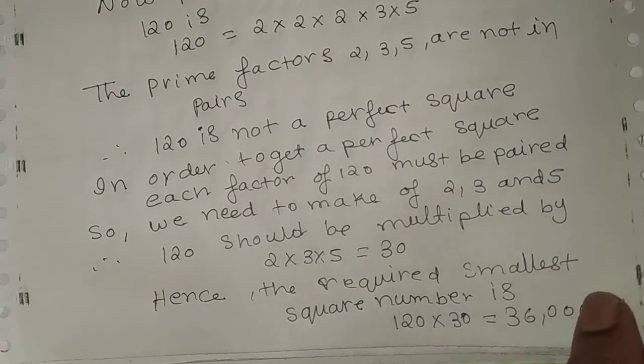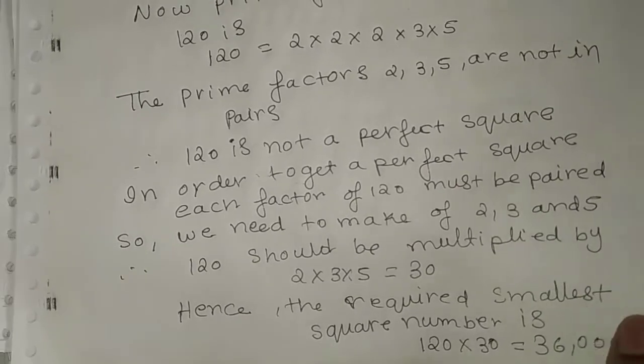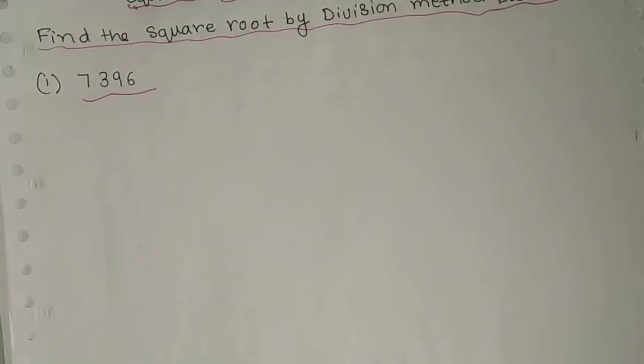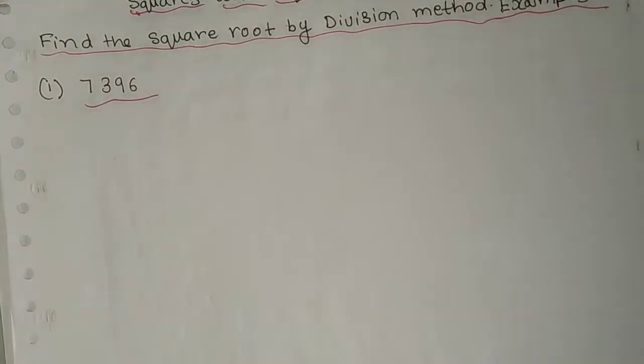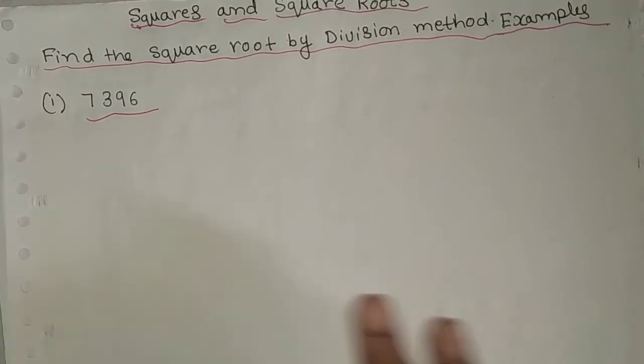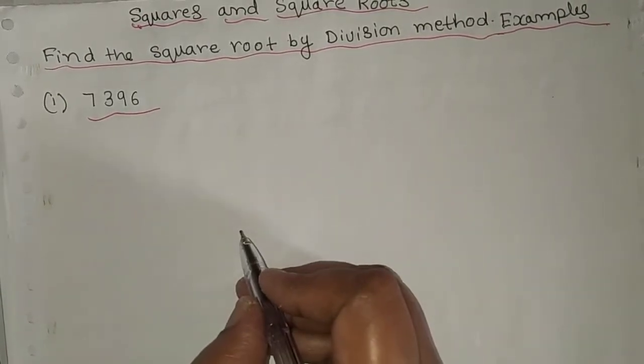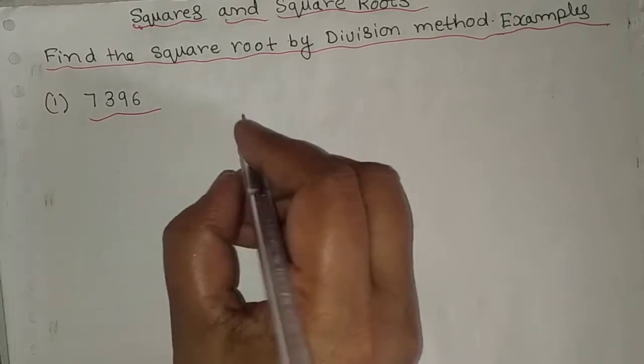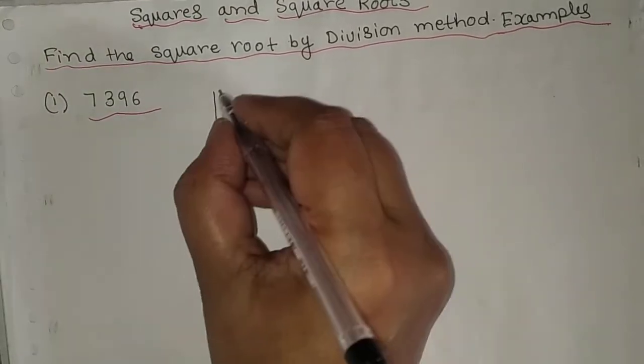So next, this completes the 6.3 exercise. We move on to the next exercise. In the next exercise, we have to find the square root using the division method. First we solve some of the examples, that is, how to find the square root by the division method. Here the first problem we have taken is 7396. So how to find out the square root by the division method?